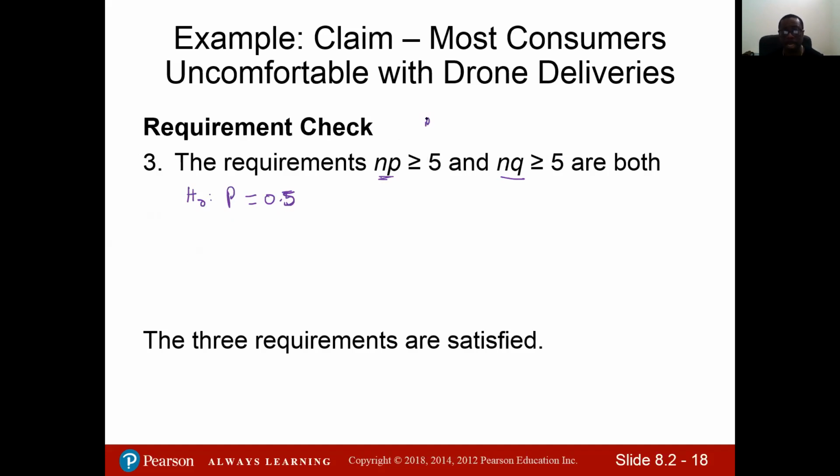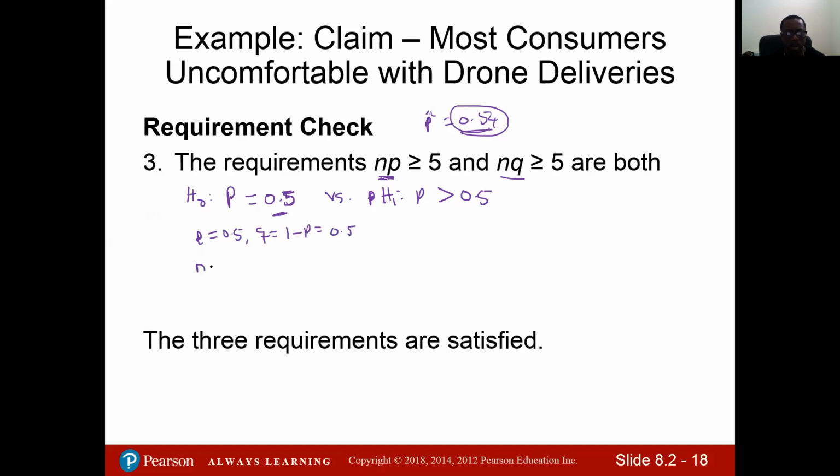Remember the p hat was 0.54. So we want to know if this is actually statistically significant. Okay, so the null hypothesis is p equal to 0.5 versus the alternative hypothesis, which in this case is p greater than 0.5. And so the p we are referring to here is this value. And so my p is 0.5, and my q is 1 minus p, which is 0.5 as well.